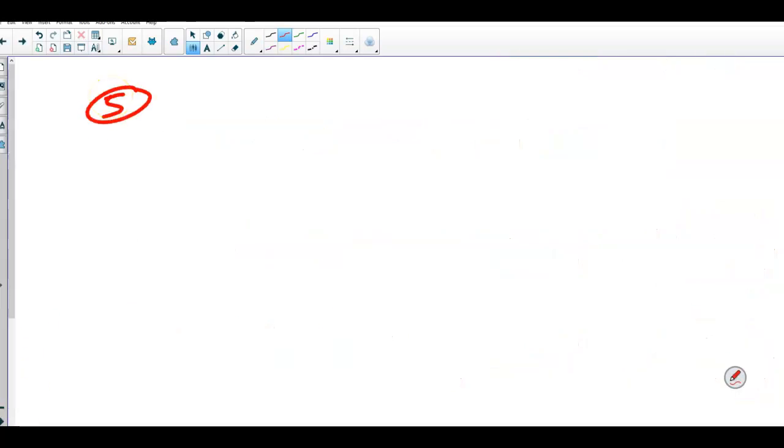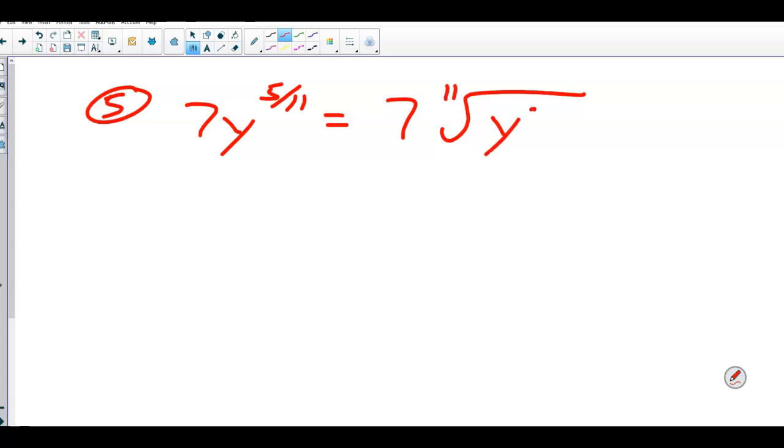All right, so for number 5, they want this put in radical form. Okay? We've got to recognize that the exponent only goes to what? It only goes to y. It doesn't apply to 7 because there aren't parentheses there. From there, it's simply this. The 11 is the index, and the 5 is the exponent.